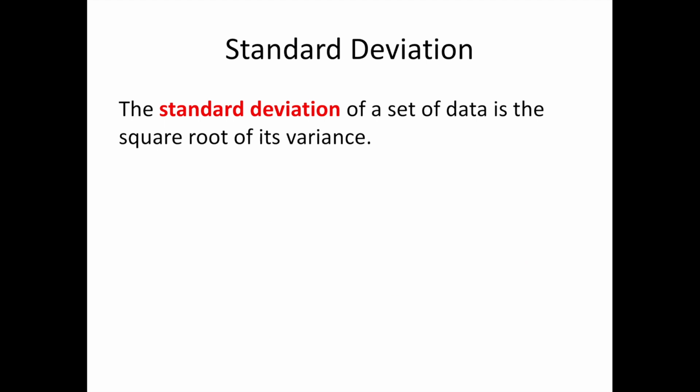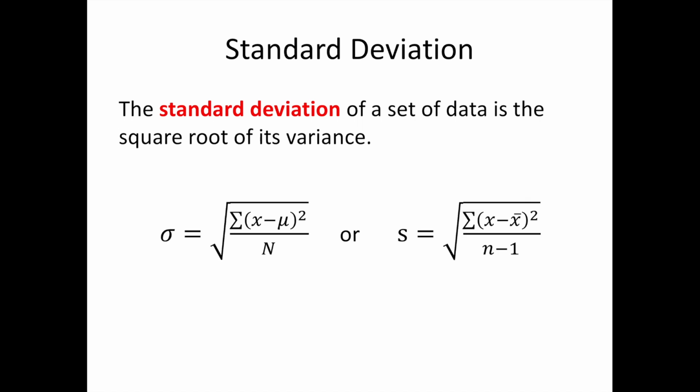Finally, the standard deviation of a set of data is the square root of its variance. Now, that means the formulas are pretty easy to remember. If you remember the formulas for population variance or sample variance, you then have the formulas for population standard deviation and sample standard deviation.